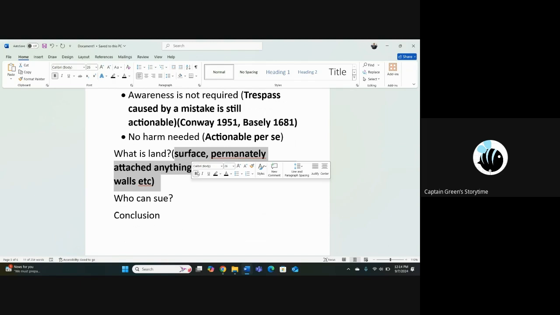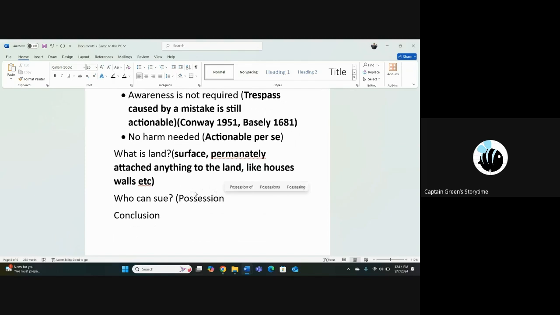Now, who can sue? The basic thing is someone having possession of the land. If a person is having possession, and secondly having exclusive possession, these two people can sue. If you have no interest in the land, then you cannot sue.